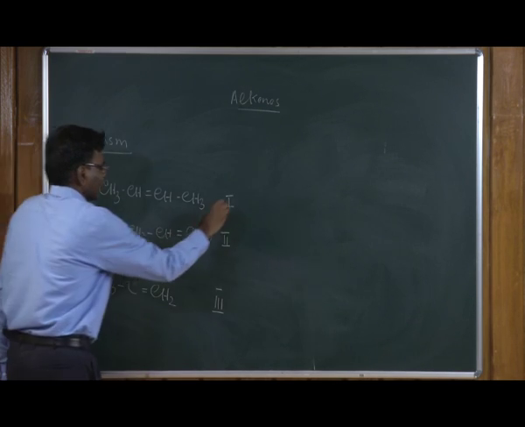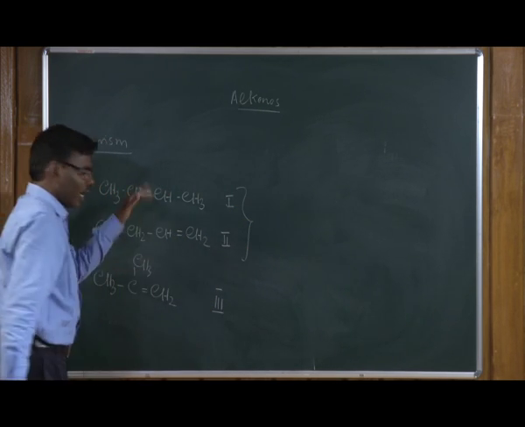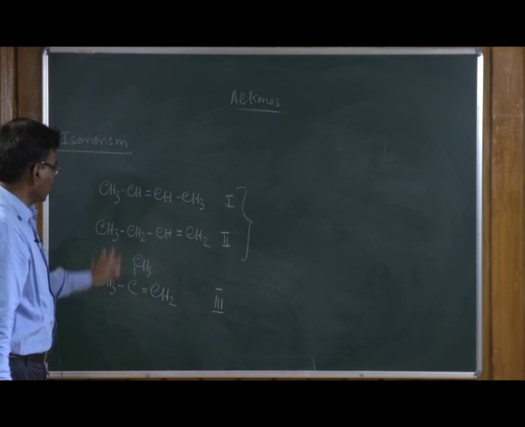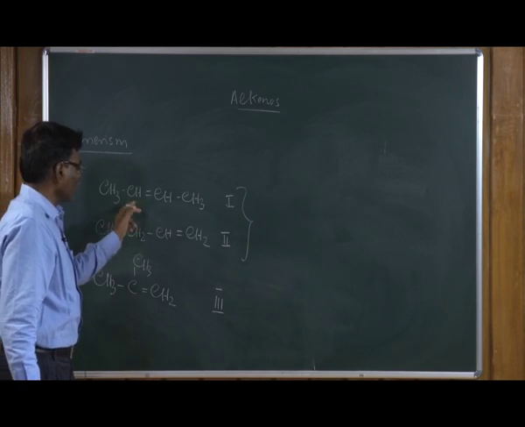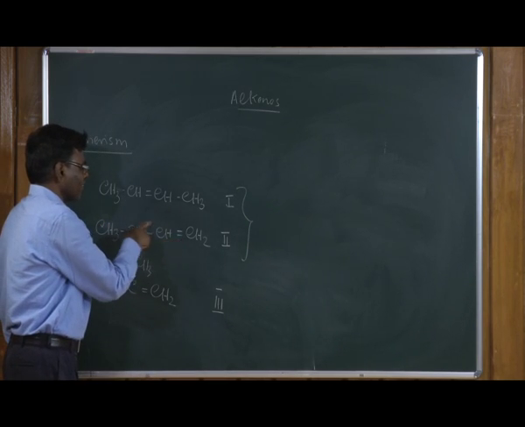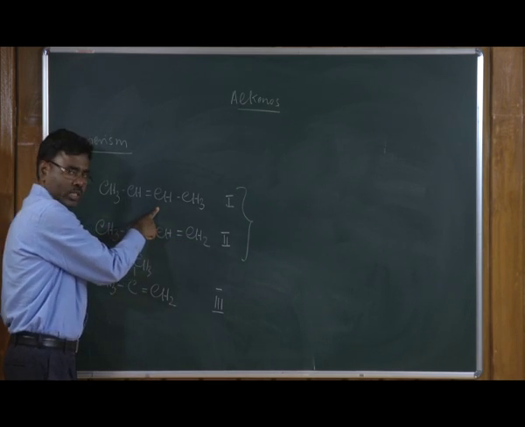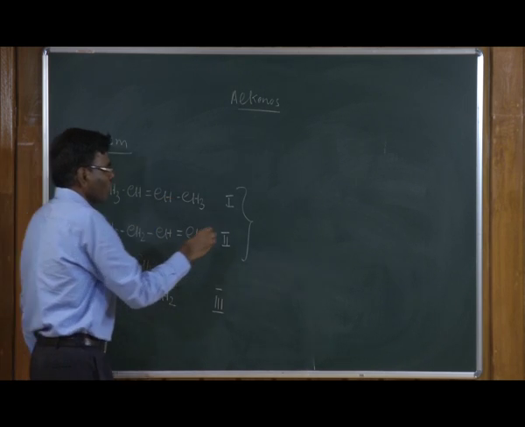So, these two all have the same molecular formula, but different structures. These two, if you look at it, the position of the double bond is in a different place. This is 1-butene, this is 2-butene. Therefore, these are called positional isomers.